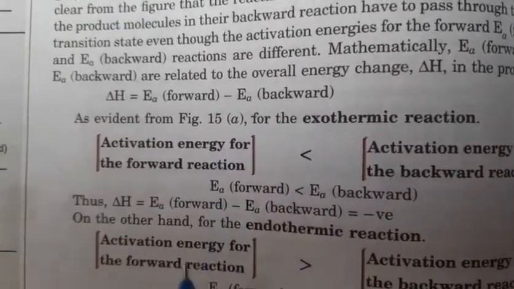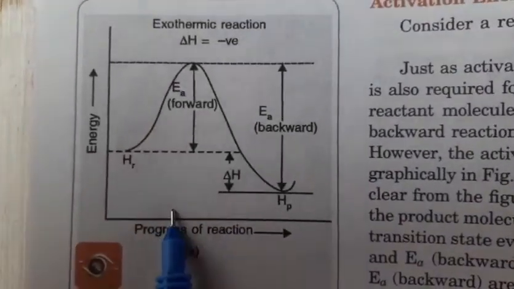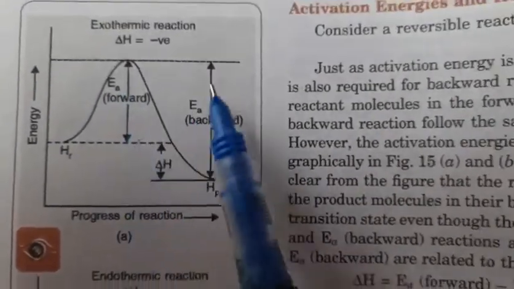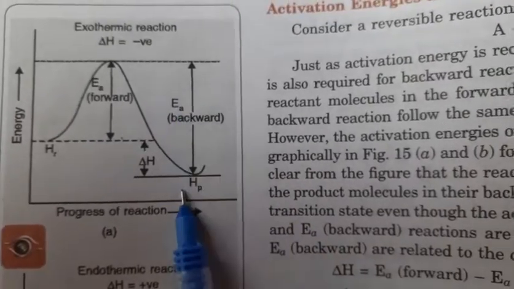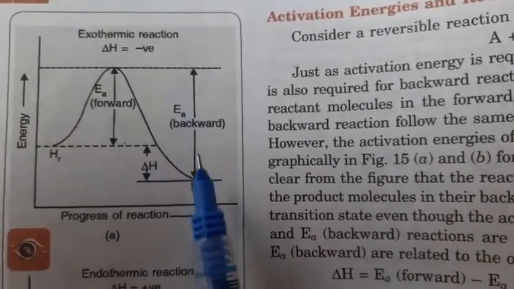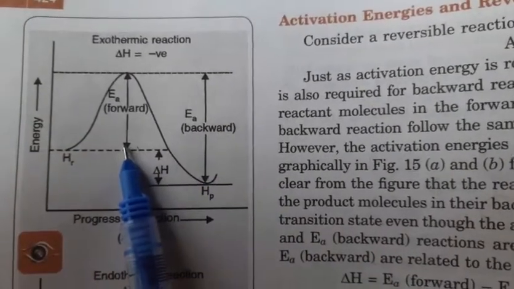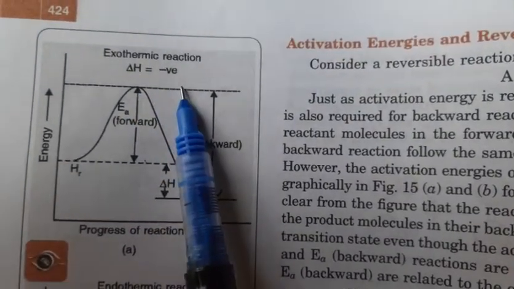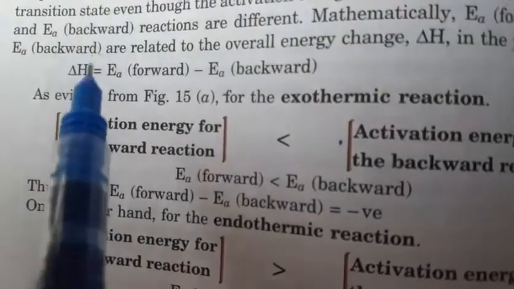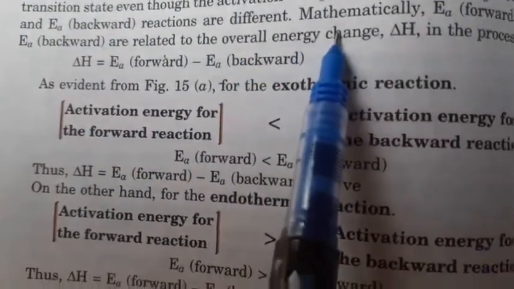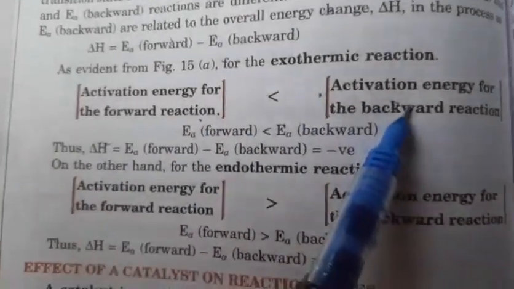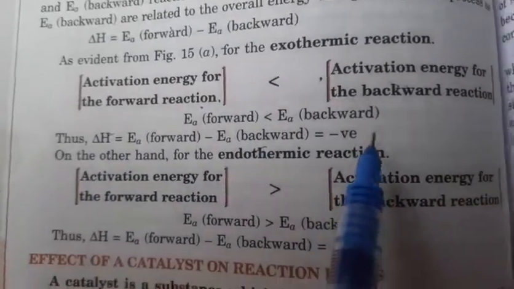If we talk about an exothermic reaction, you can see in this figure that this is the activation energy for the forward reaction, and this is the activation energy for the backward reaction. Then the activation energy for the backward reaction is greater than the activation energy for the forward reaction for an exothermic process. So here delta H is negative. Why? Because we know that delta H is equal to forward minus backward. Here for the exothermic reaction, the value for the forward reaction is less in comparison to the backward reaction, so delta H, the enthalpy, is negative.